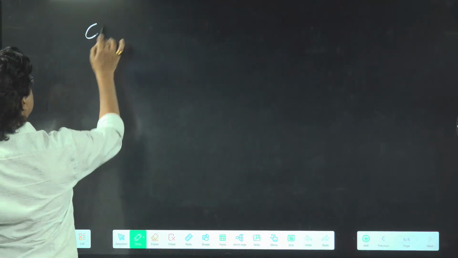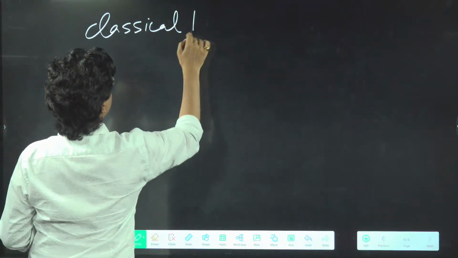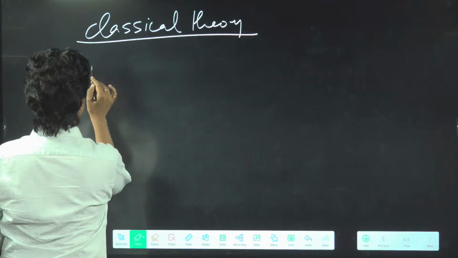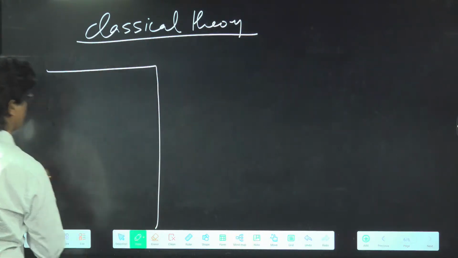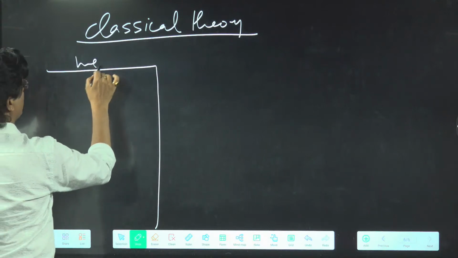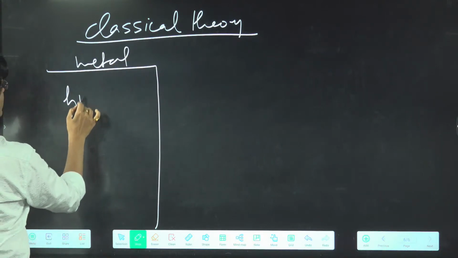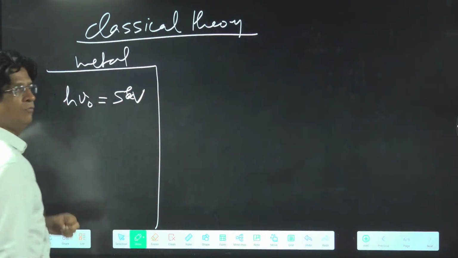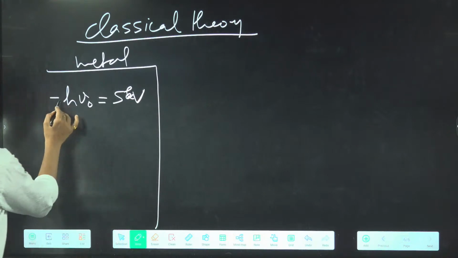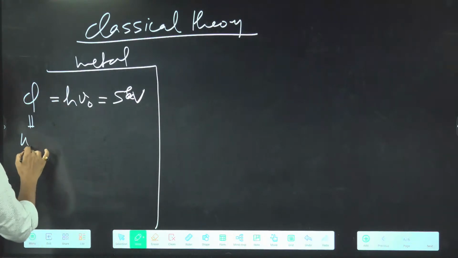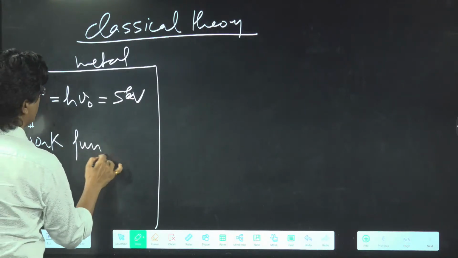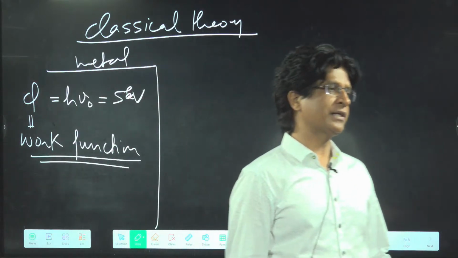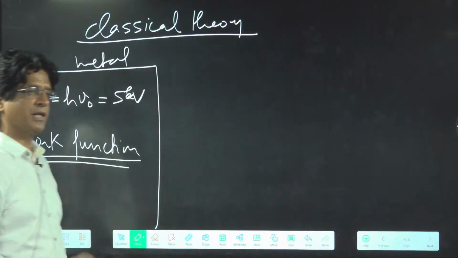Now let me explain what is happening. According to the classical theory, or the electromagnetic wave theory, say this is the metal. It has a threshold energy of, say, h nu naught equal to 5 electron volt. This is also called phi, the work function. You can say it is the work function, or the threshold energy, which is one and the same thing.